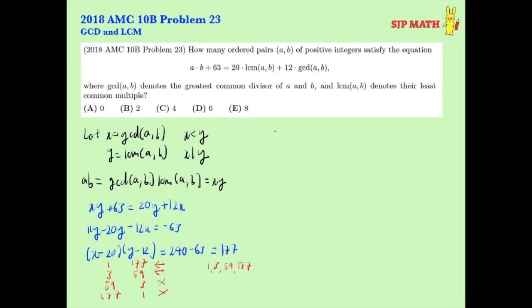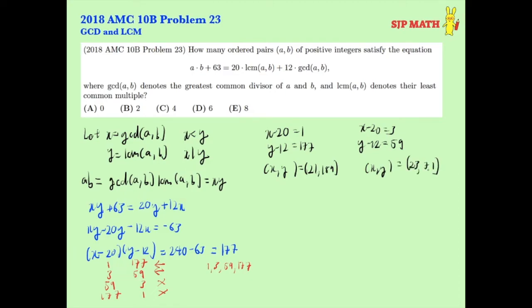So we have two cases. x minus 20 equals 1 and y minus 12 equals 177. Or the case x minus 20 equals 3 and y minus 12 equals 59. So if we evaluate these, we get that the values of x and y for this case will be 21 and 189. And so x equals 21 and y equals 189. And here x equals 23 and y equals 71.